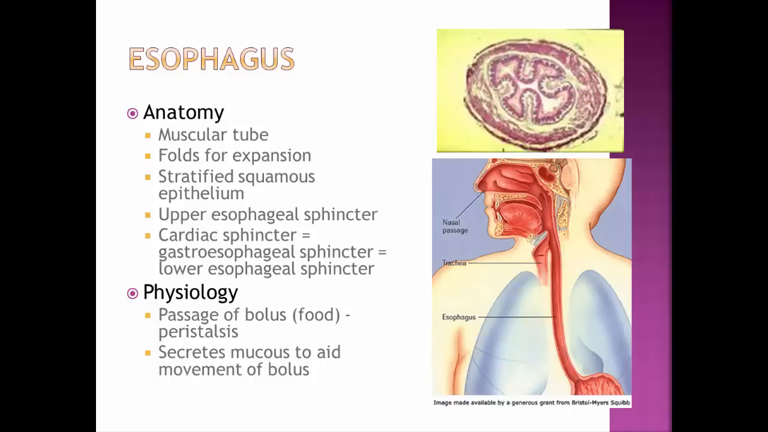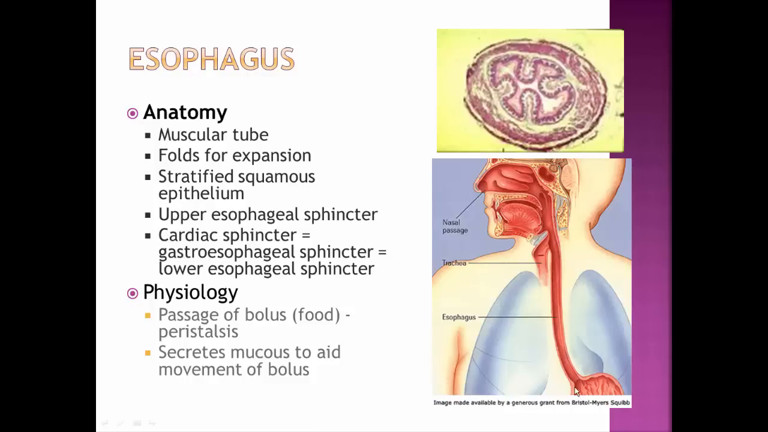The esophagus is the next structure the food would move into. The anatomy consists of a bunch of muscular tubes and folds. For expansion, you can see here, here's the lumen of the esophagus and all the folds that, when food passes in, it has a way of expanding. Of course, the esophagus is also lined with stratified squamous epithelial. Again, rough stuff, need to protect from that. And then the upper part of the esophagus has a sphincter muscle called the upper esophageal sphincter. So it will be used when we talk about swallowing.